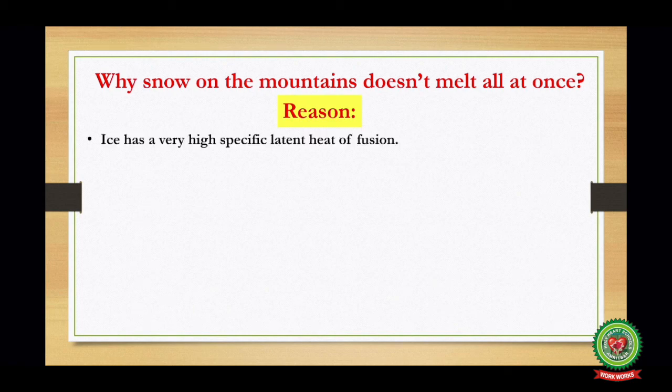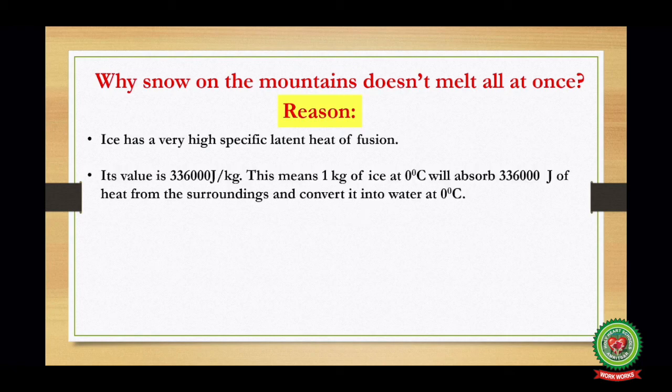Ice has a very high specific latent heat of fusion. Its value is 336,000 joule per kg. Now what is the meaning of this? 1 kg of ice which is at 0 degree will absorb how much heat? 336,000 joule of heat from the surroundings and convert into water at 0 degree.